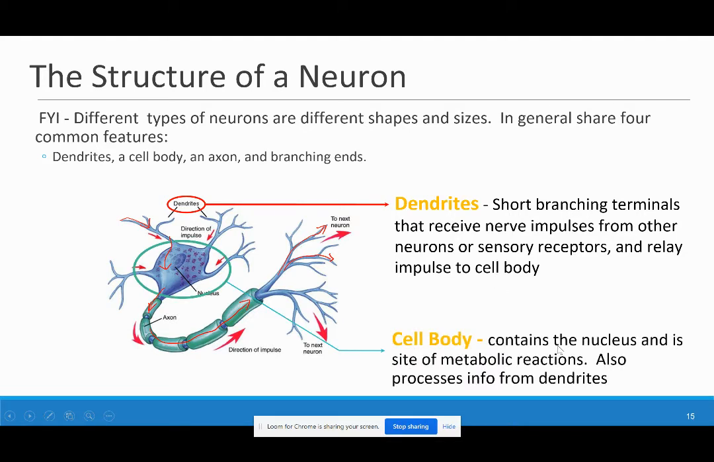Cell body contains the nucleus, as you can see. It's a site of metabolic reactions. It's processing information coming in from the dendrites.